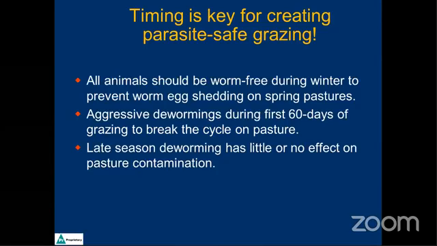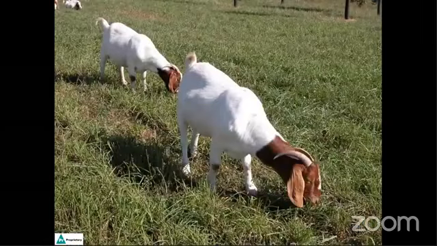Deworming right now, unless you've got real serious problems, is probably not going to help your pasture contamination. As these animals graze, and they graze down closer, the parasites are down low. So at first they're shedding eggs and they're picking up grass, but as they graze that pasture down, they're going to be picking up those parasites.